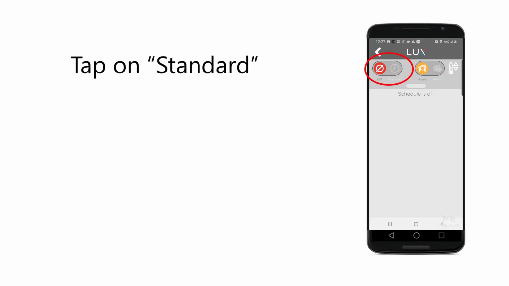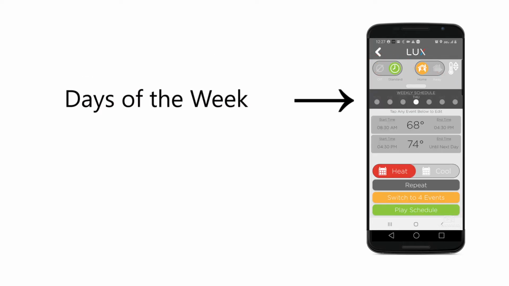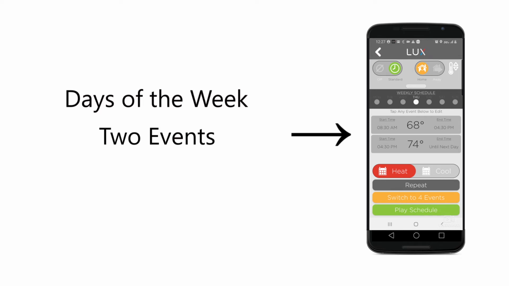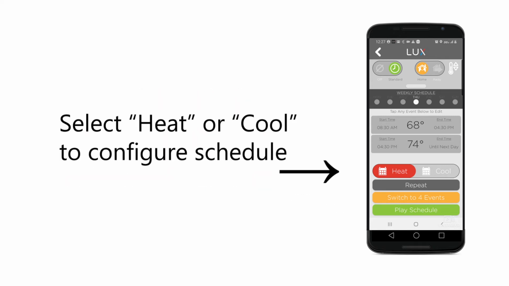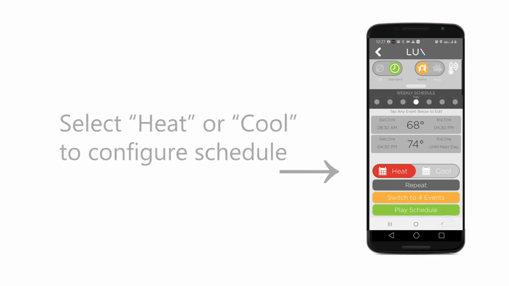Tap on standard. You will now see days of the week, the present day marked with a solid circle, two events, and additional scheduling controls below. Select heat or cool to configure the respective schedule.